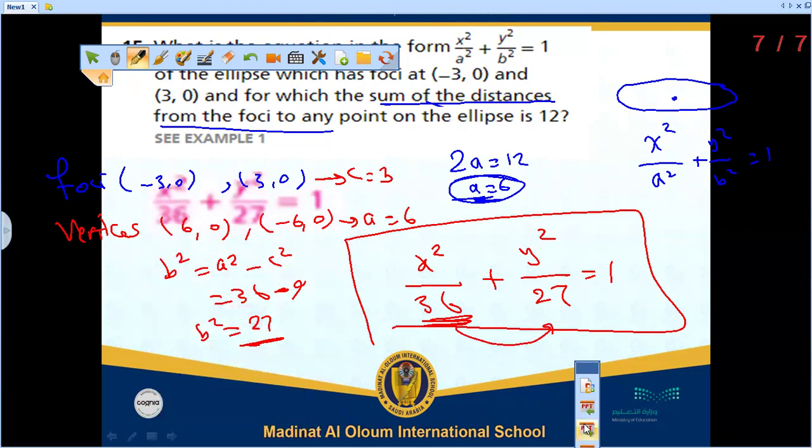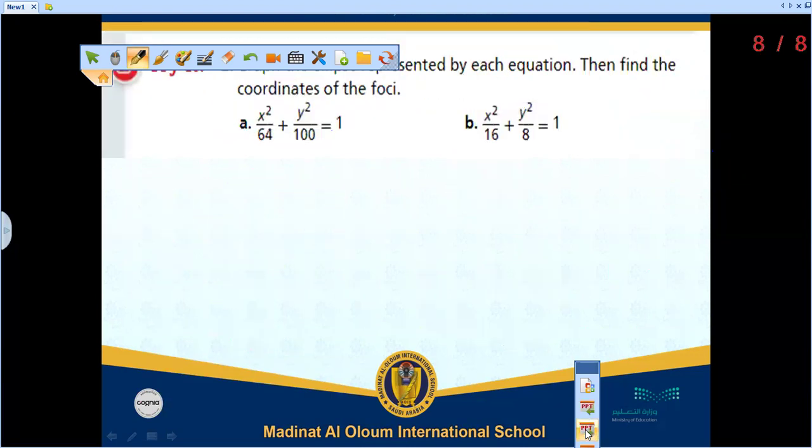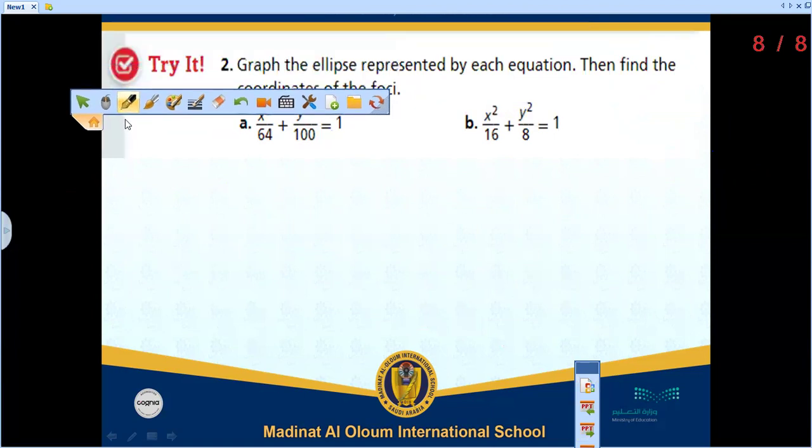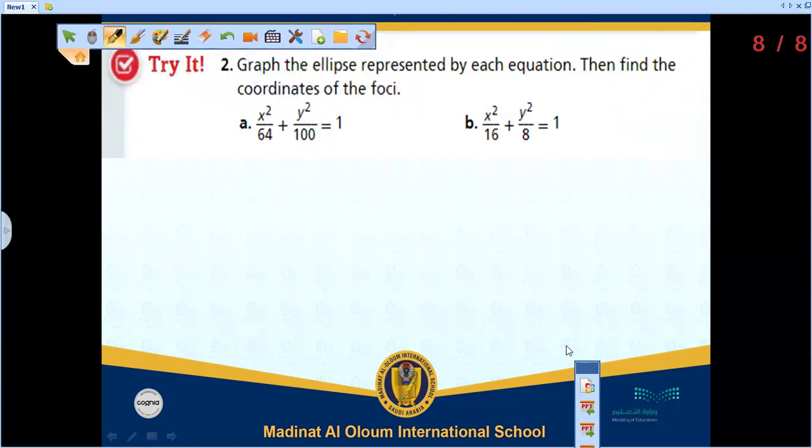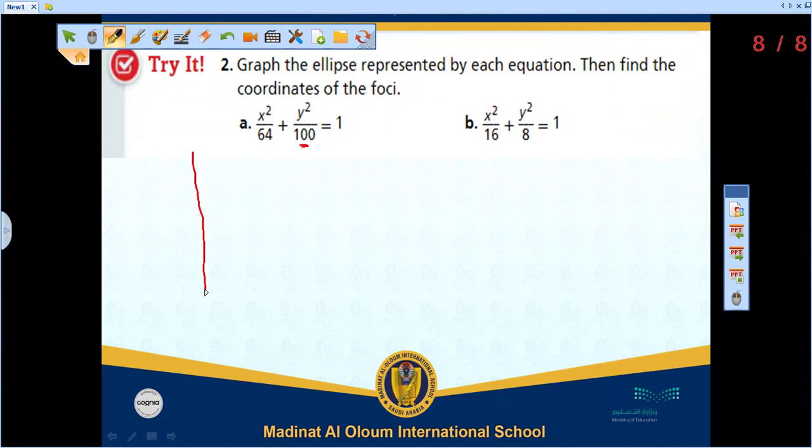Okay, guys. Let us proceed. Try it. Graph. How could we graph ellipse, guys? How could we graph ellipse? To graph ellipse, let us see. The bigger one here, the white one, means that this is vertical. This is vertical. By the way, it's going to be a sketch.